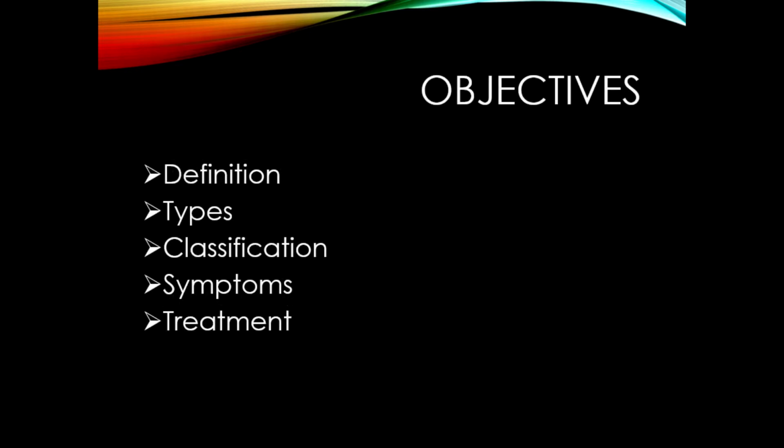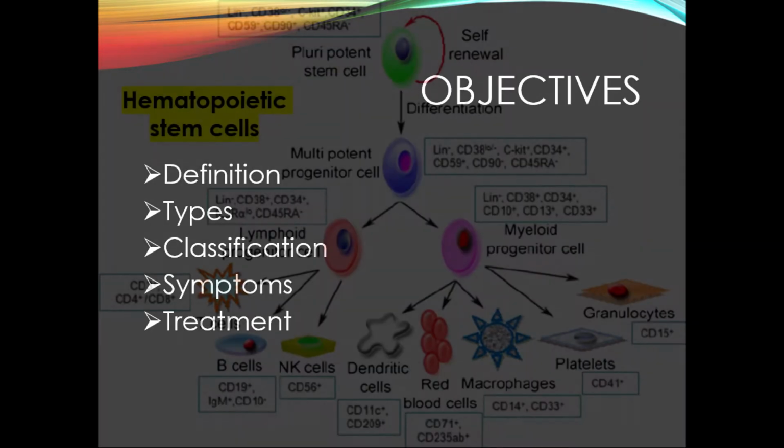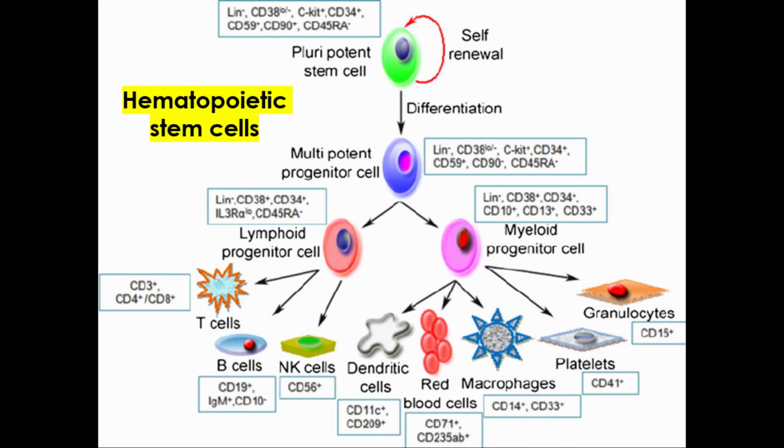Let me start first by objectives of our talk today. It's going to be about definition of leukemias, different types of leukemias, how do we classify leukemia, what are the expected symptoms and signs of someone who is having leukemia, and the treatment, and just few words about the prognosis. The best way is to go through this lecture together by listening to the recording while looking at the slides, because I have the slides open in front of me right now.